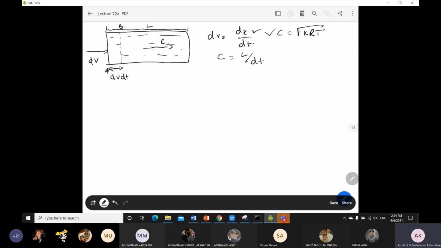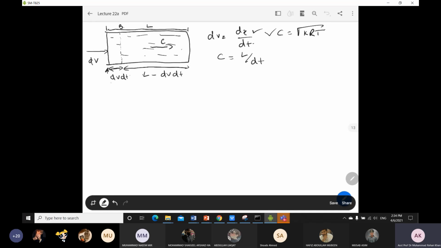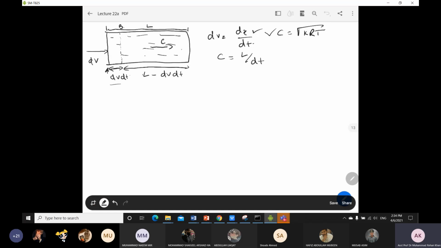We can also say that after compression, when the piston is at point B, the total distance remaining after compression will become L minus dv dt. So simply you have to subtract dv dt, which is dx, from the total length. So these are some important things.